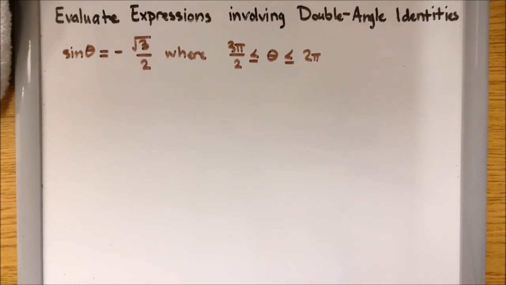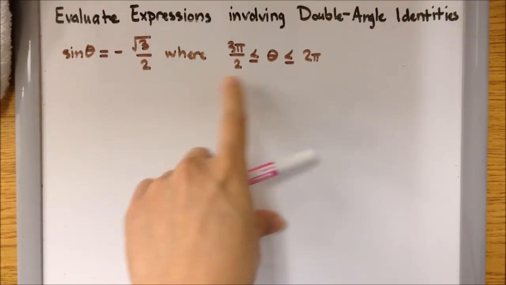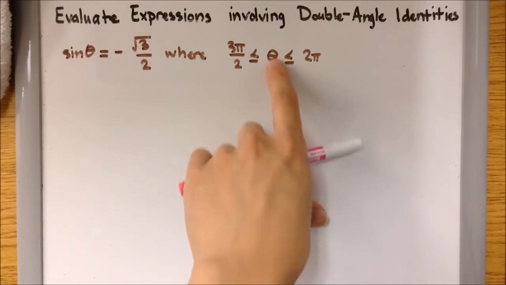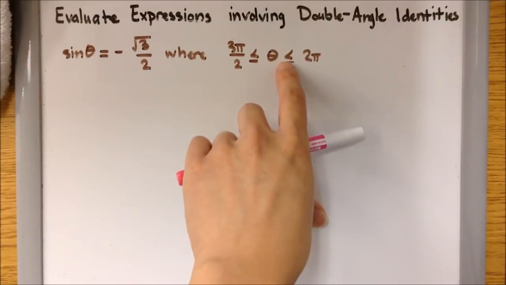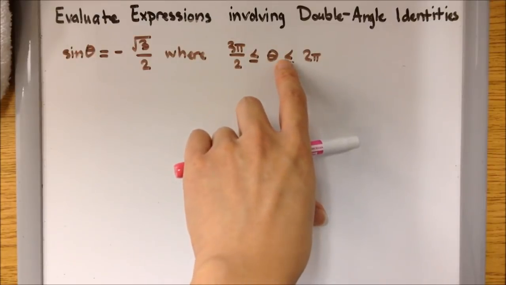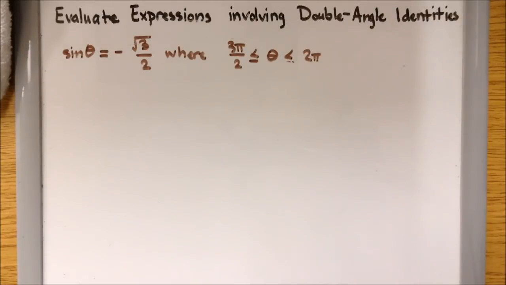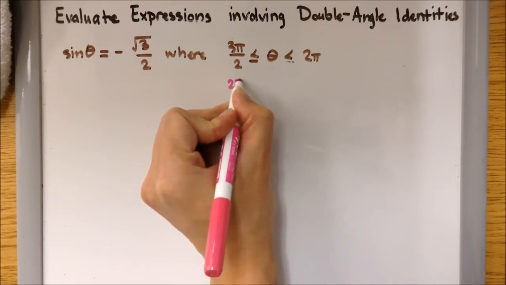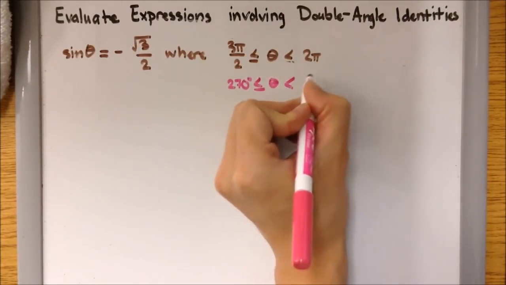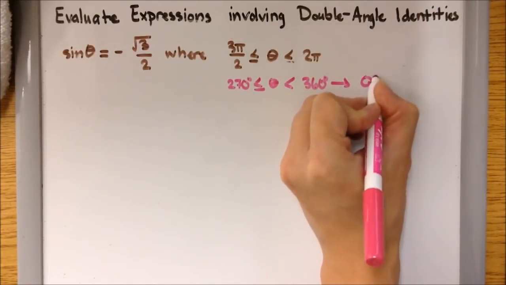In our second example, we have sine theta equal to negative square root of 3 over 2, where 3 pi over 2 is less than or equal to theta, less than 2 pi. So that means the angle is between 3 pi over 2 and 2 pi. So 3 pi over 2 is 270 degrees, and 2 pi is 360. So it means it's in quadrant 4.